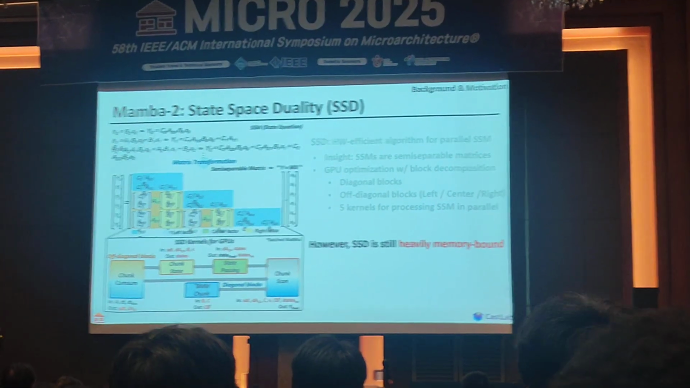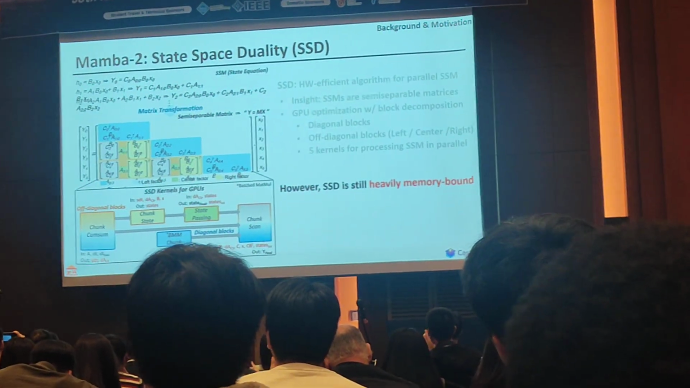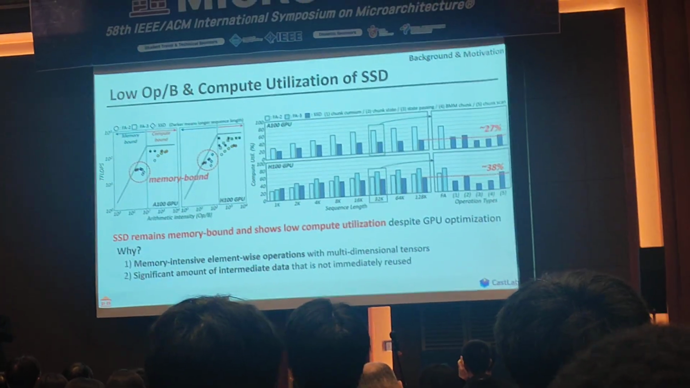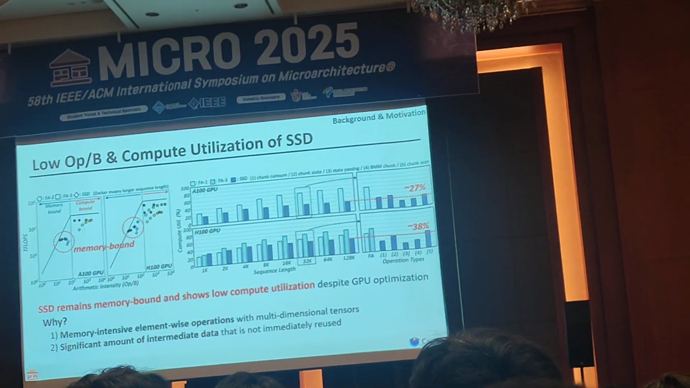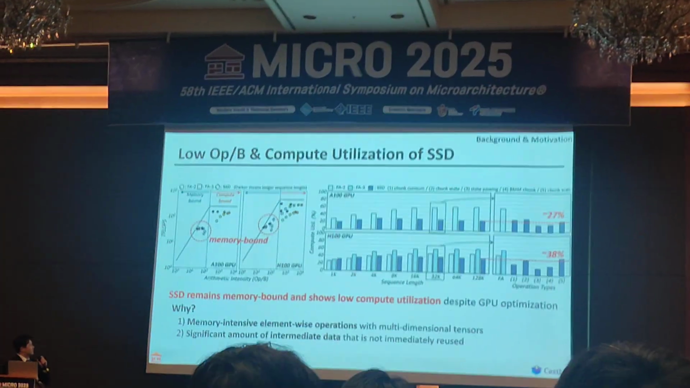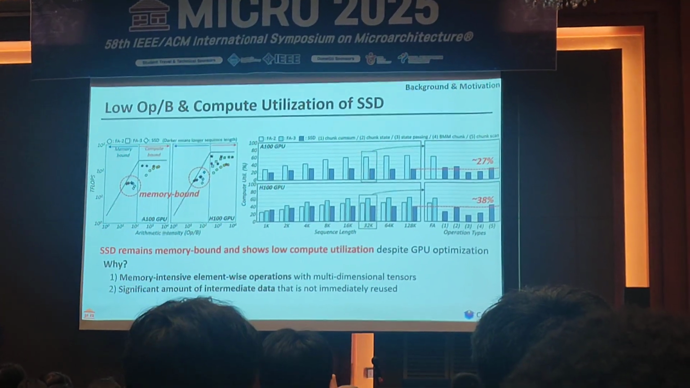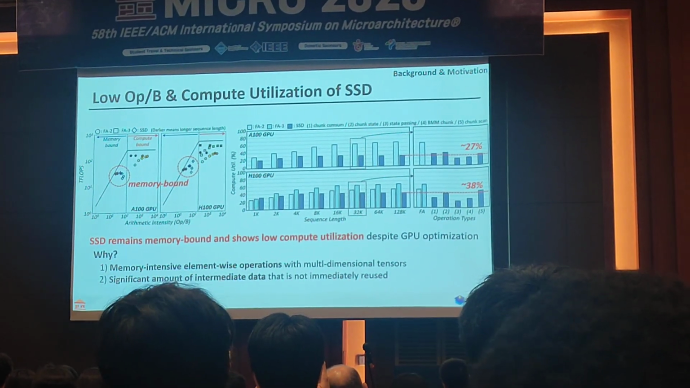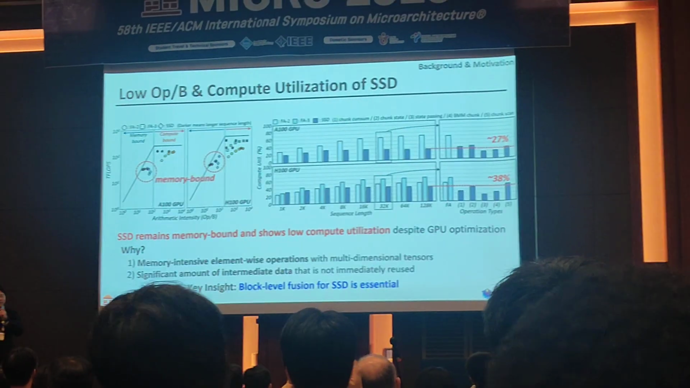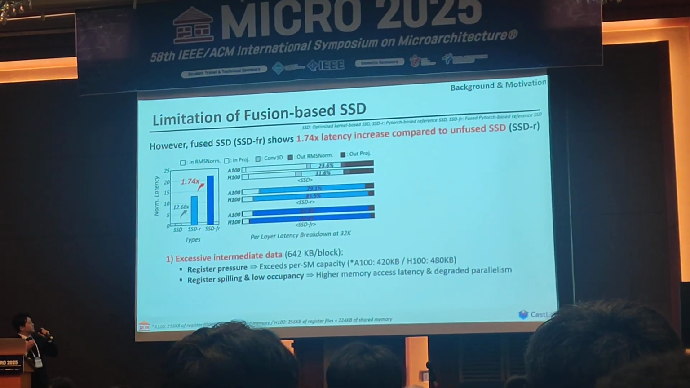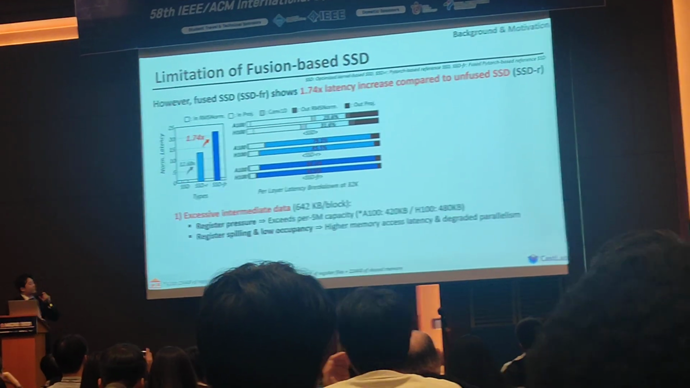Even though these 5 kernels maximize the parallelism in SSD computation, SSD is still heavily memory bound. As shown in this graph, SSD shows low arithmetic intensity and intermediate data that is not immediately reused. So SSD needs reuse enhancement via fusion. However, fusion backfires. Our fused version of SSD increased the latency by 1.74 times.